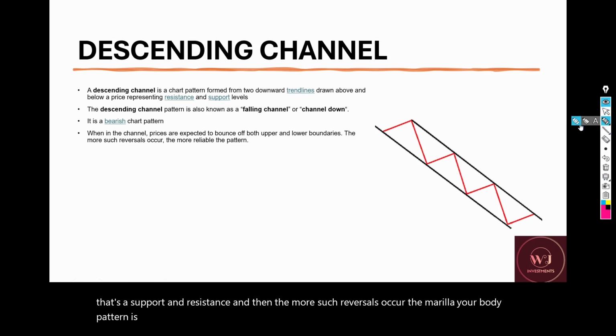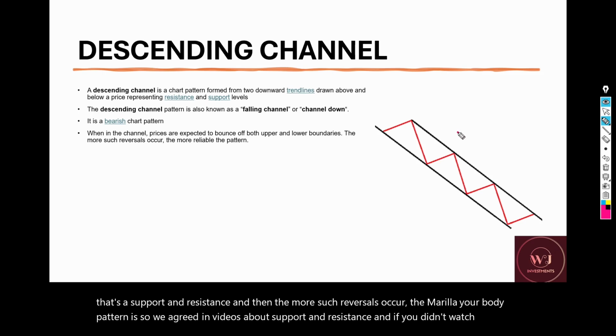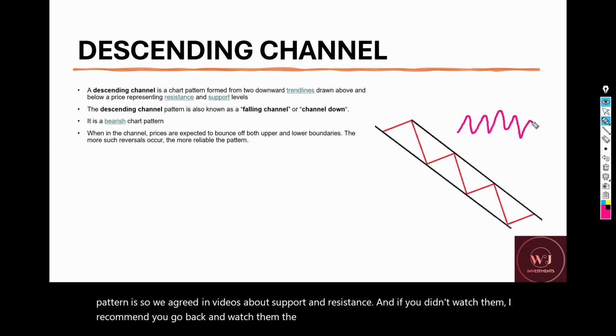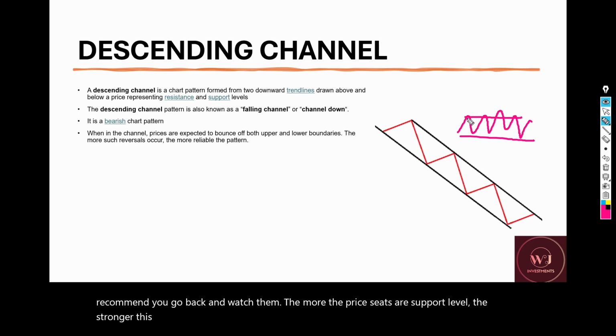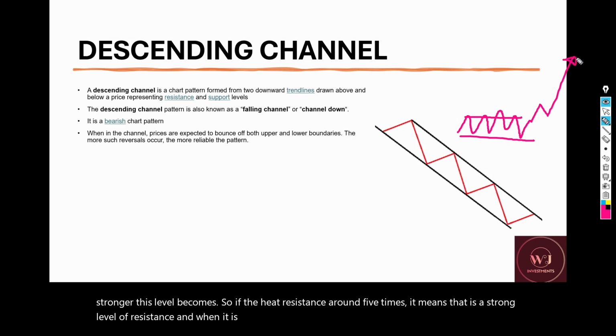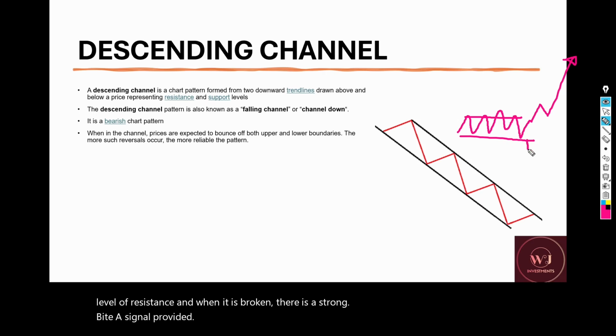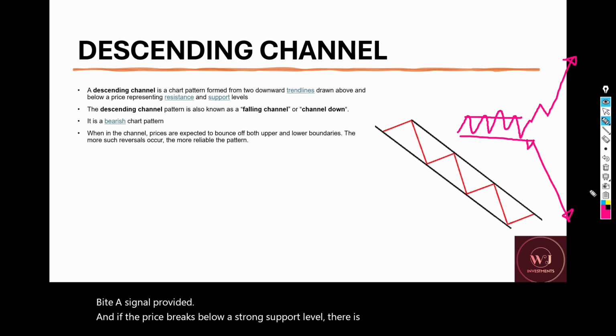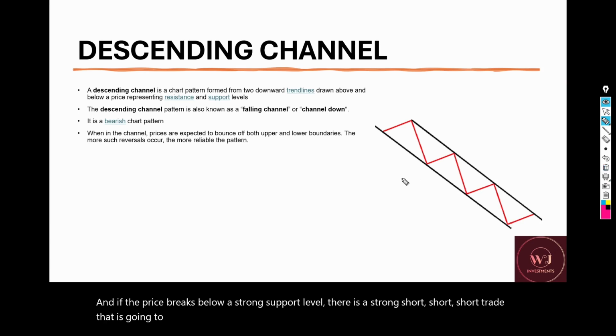We covered support and resistance in earlier videos, and if you didn't watch them, I recommend you go back and watch them. The more the price hits a support level, the stronger this level becomes. So if the price hits the resistance around 5 times, it means that is a strong level of resistance, and when it is broken, there is a strong buy signal provided. And if the price breaks below a strong support level, there is a strong short trade that is going to be given.